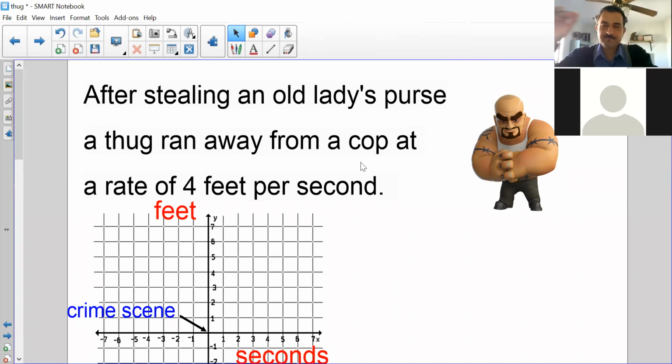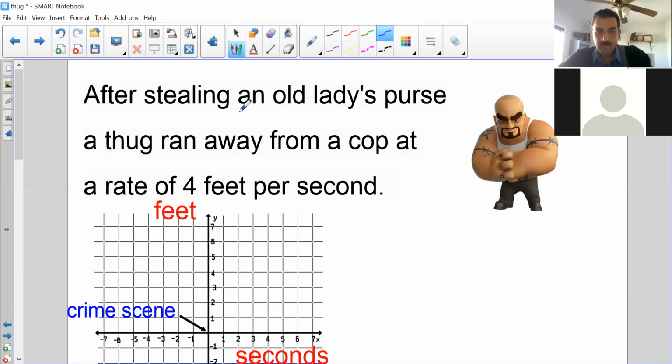Now, you're on the corner of 2nd Street and Gary. The phenomena, remember, is anything you can perceive with your 5 senses. You see a thug steal an old lady's purse and start running away after he steals it. Because, you know, that's what thugs do. They're cowards and they mooch off people and they don't contribute to society. They just take from people who contribute to society. So he's stealing an old lady's purse and he runs away from a cop at the rate of 4 feet per second.